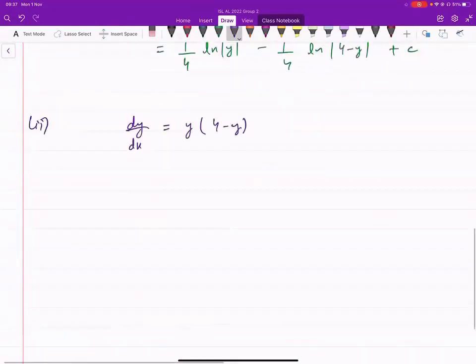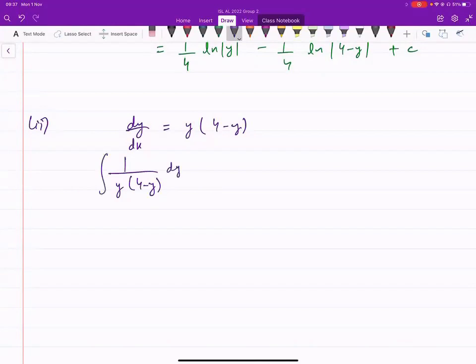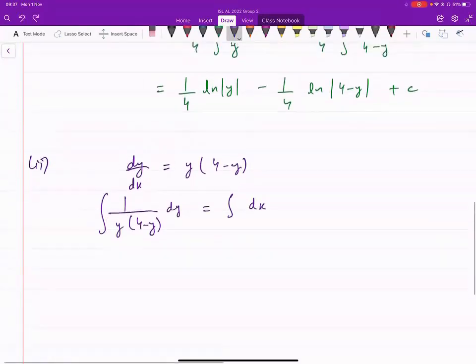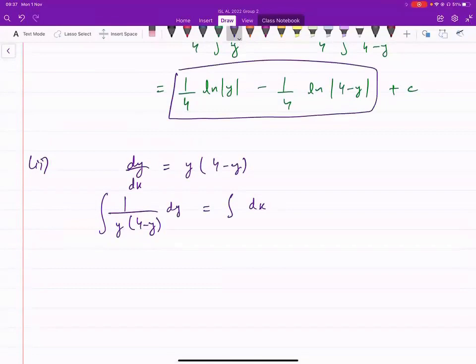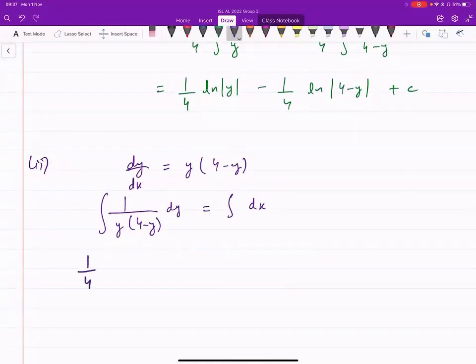We separate the variables. It becomes 1 over y into 4 minus y dy equals the integral of dx. ठीक है? इसको हमने already integrate कर लिया हुआ है. What did we get from this? We got this thing. वो जाके input कर देते हैं. 1 over 4 ln of y minus 1 over 4 ln of 4 minus y. C आप यहीं पे रहने दें if you want, दो साइड पे लगा सकते हैं. That's your choice. The integral of 1 dx is x plus c. ठीक है?